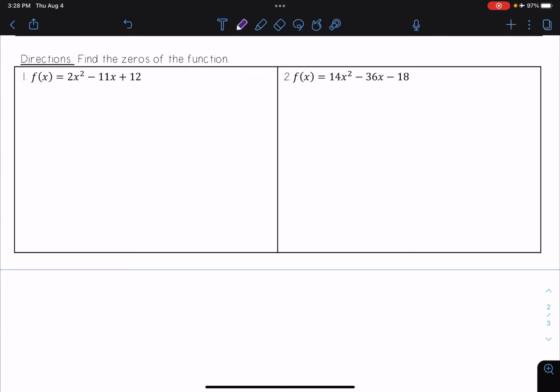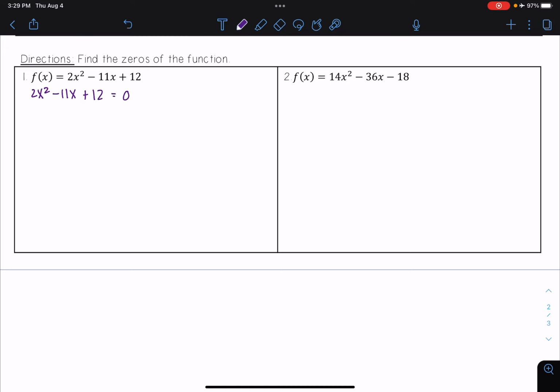But since we're wanting to find the zeros, we're wanting to know what my x values are when y is equal to 0, or in other words, when f of x is equal to 0. So I can rewrite this to say 2x squared minus 11x plus 12 is equal to 0. And so now to solve this, I need to factor it. This time my a does not equal 1, so I either need to see if I have a GCF, or I'm going to factor using the AC method.